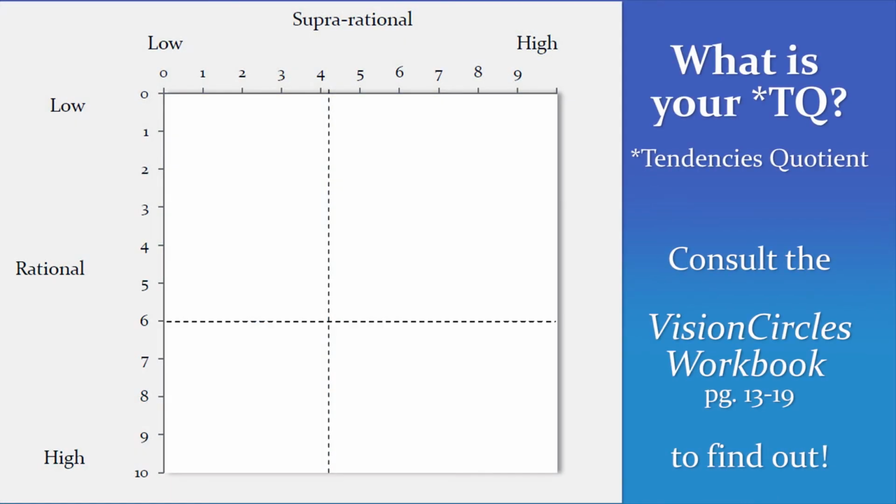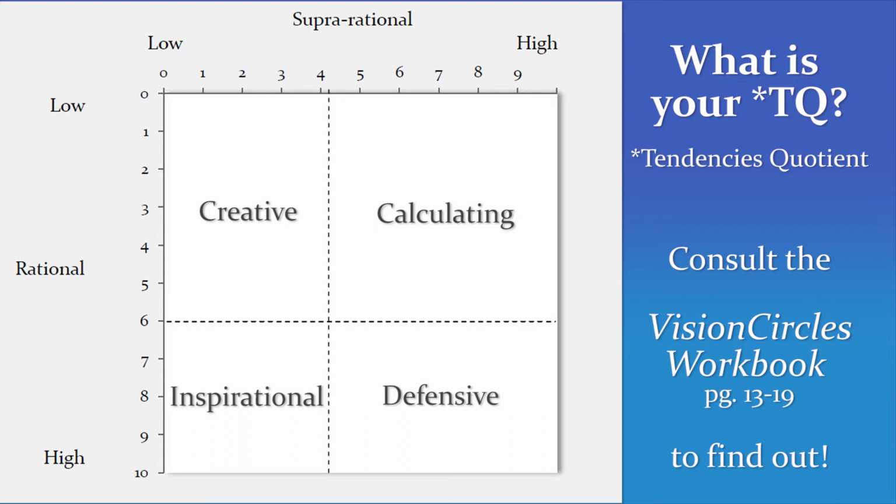Well, we have four basic attitudes toward life, and these attitudes are the results of how strong our rational tendencies and our super-rational tendencies are, or are not. So, if we have strong super-rational tendencies and strong rational tendencies, then we have a creative attitude towards life. If we have very strong rational tendencies toward life, but our super-rational tendencies are not as strong, let's say moderate, then we tend to be calculating persons. If we have very strong super-rational tendencies and weak rational tendencies, then we tend to be very, very inspirational.